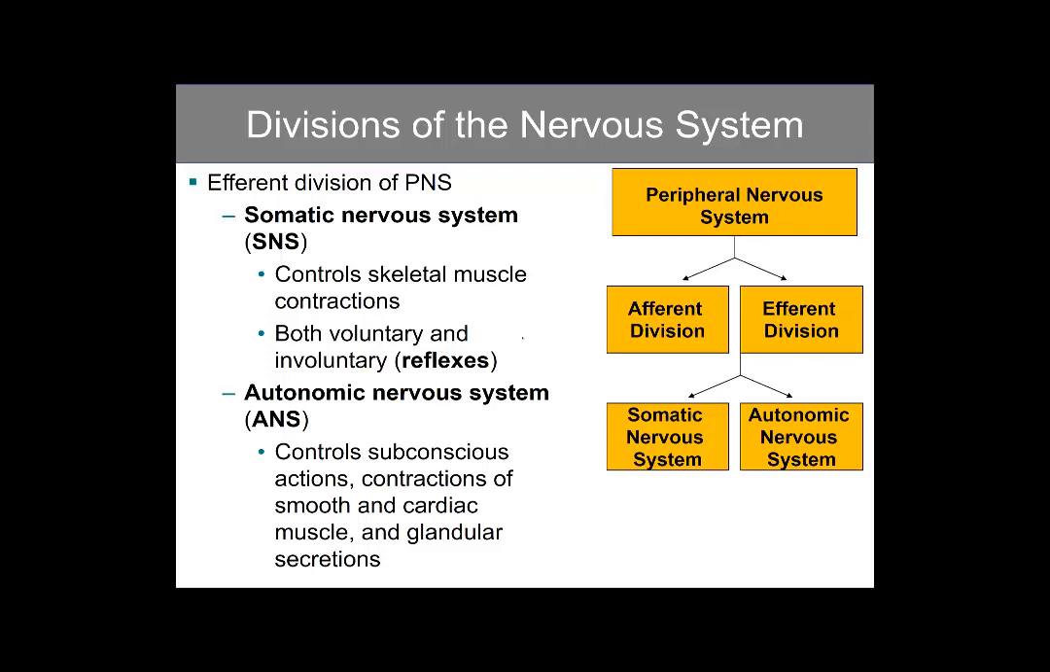The efferent division of the peripheral nervous system can further be divided into the somatic nervous system and the autonomic nervous system. Somatic nervous system controls skeletal muscles. So this is the voluntary muscle, while the autonomic nervous system controls involuntary muscles, such as cardiac and smooth. In addition to musculature, the autonomic nervous system also controls glands.